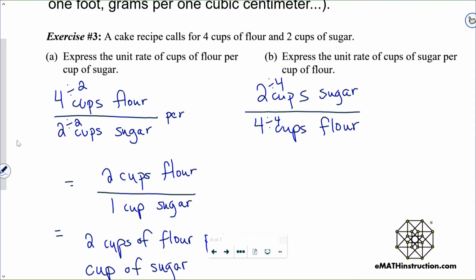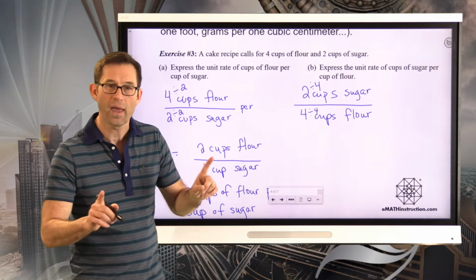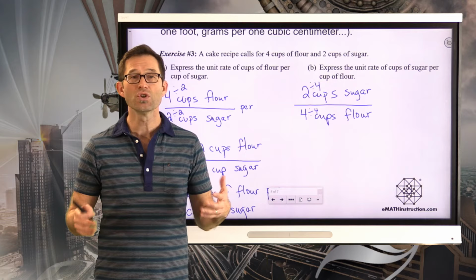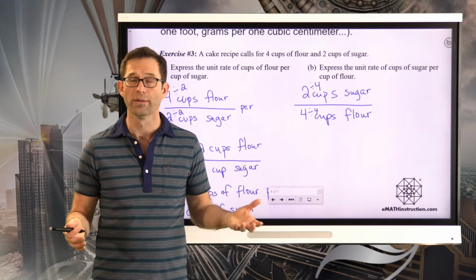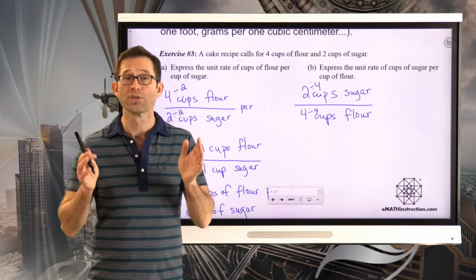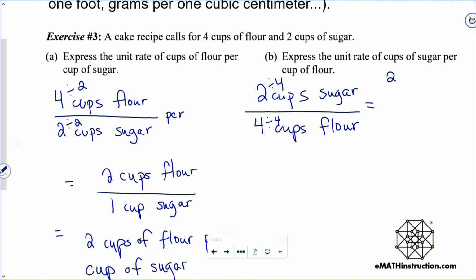Now, that becomes trickier because 2 divided by 4 is a little trickier than 4 divided by 2. And yet, remember, division and fractions are equivalent. I shouldn't equivocate. Division and fractions are the same thing. So the great thing is, now in the numerator I've got 2/4 cup of sugar to 1 cup of flour.